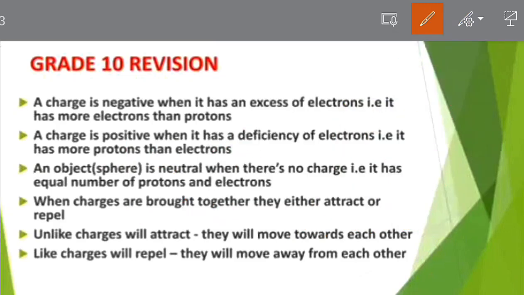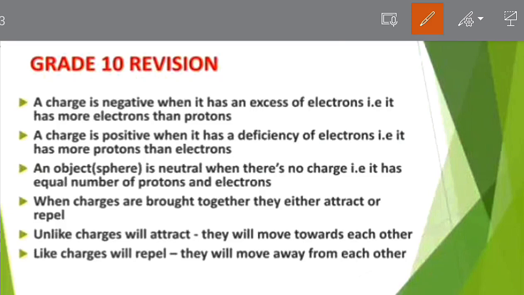Awesome. Then they say when charges are brought together, they either attract or repel, right? So we know when charges are brought together, either they will attract or repel. What is to attract? To attract is to bring closer or bring towards the other sphere, and to repel is to move it away from a particular sphere. Then we say unlike charges will attract, that means they will move towards each other. And like charges will repel, that means they will move away from each other, right?